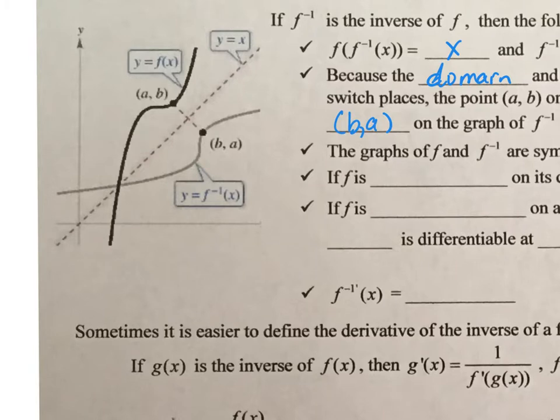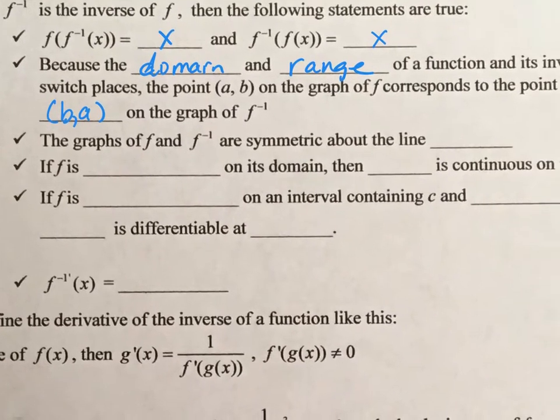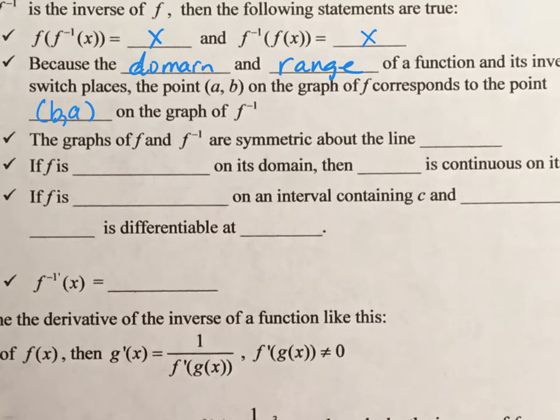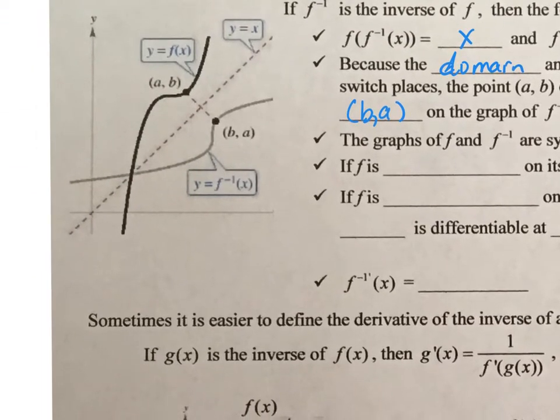Okay, let's see. Another thing you would have learned in your pre-calculus course is that the graphs of f and f inverse are symmetric about a line. They'll always be symmetric about the line y equals x. So again, let's take a look at our graph. Here's our function f of x. Here's our function f inverse of x. Here's the line y equals x, and I think you can see the symmetry in the line y equals x.